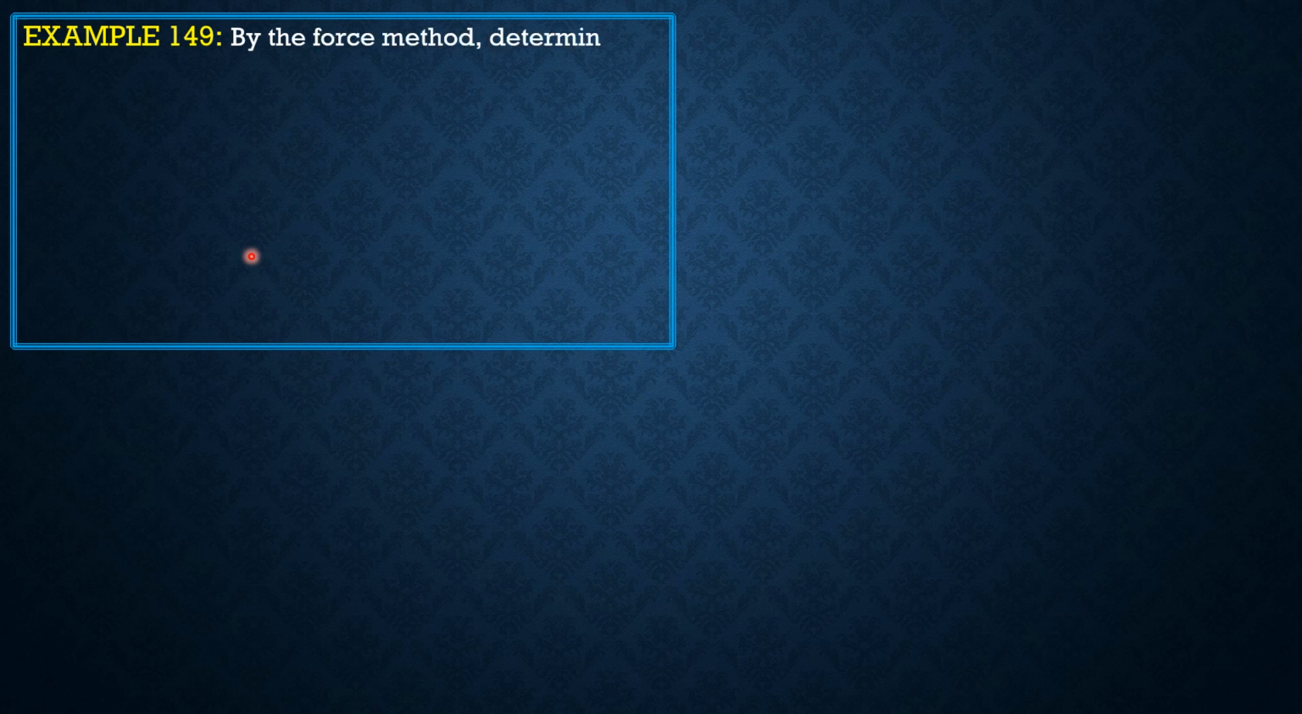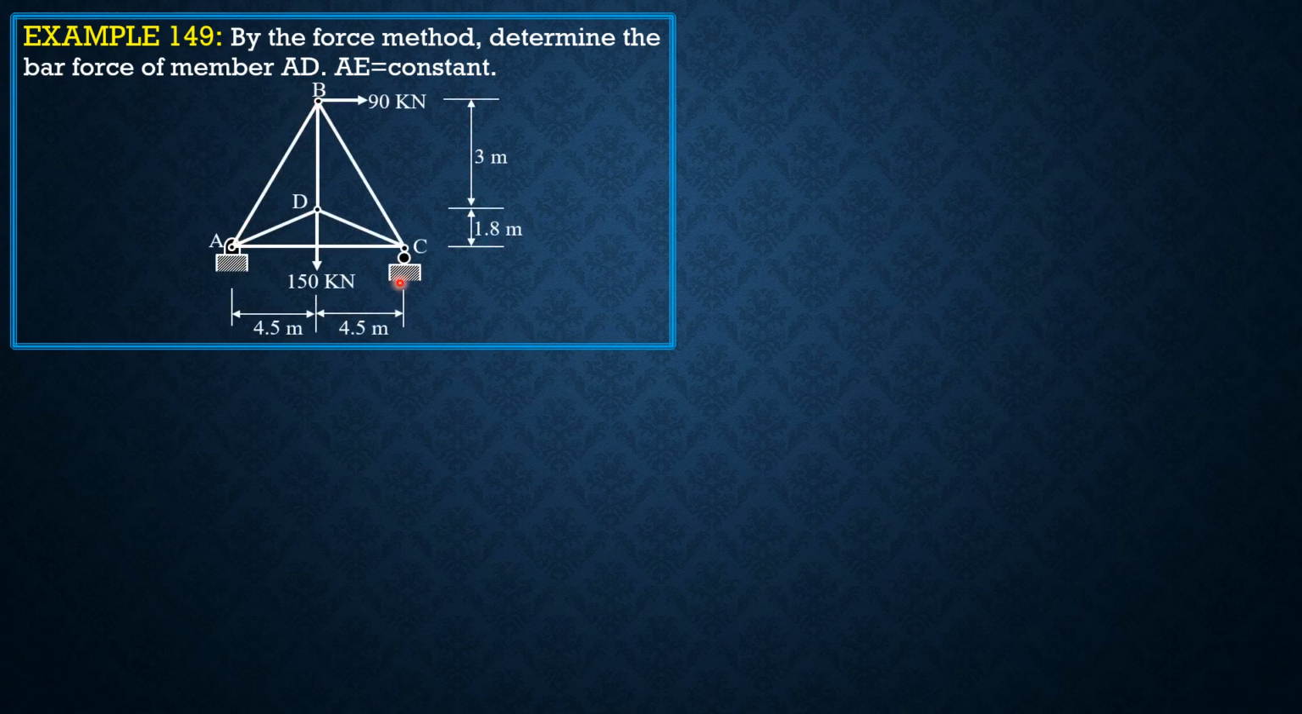By the force method, determine the bar force of member AD. AE is constant. So this is the figure. Let us determine the degree of indeterminacy. R is, there are two reaction components here, so therefore 2 plus 1 here is 3.